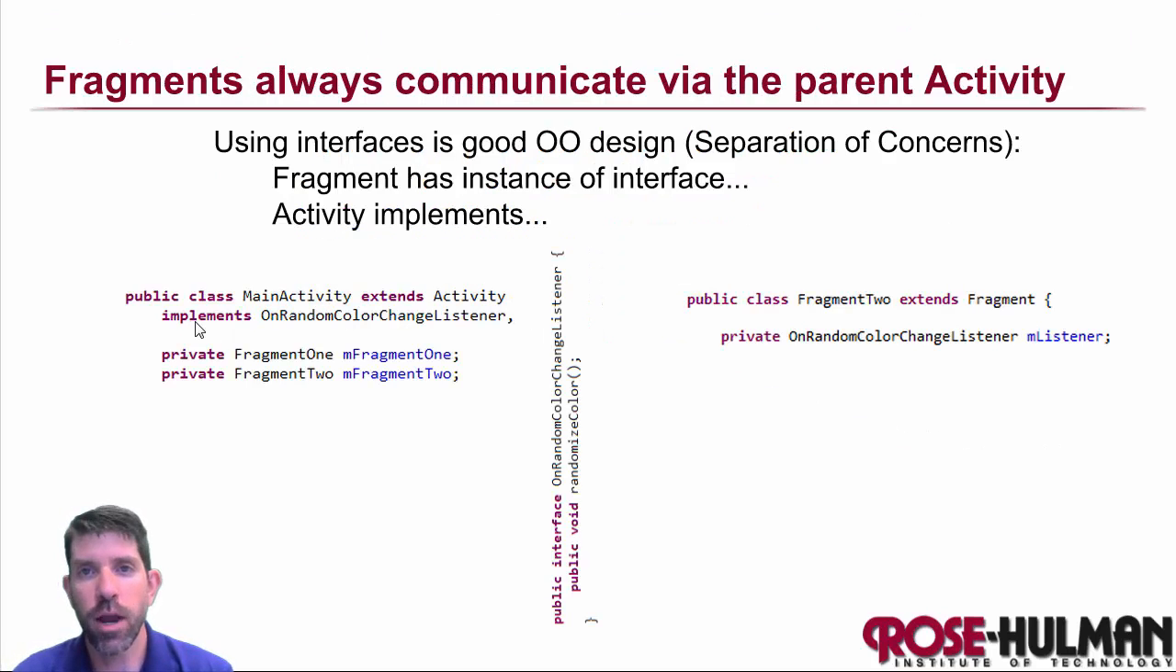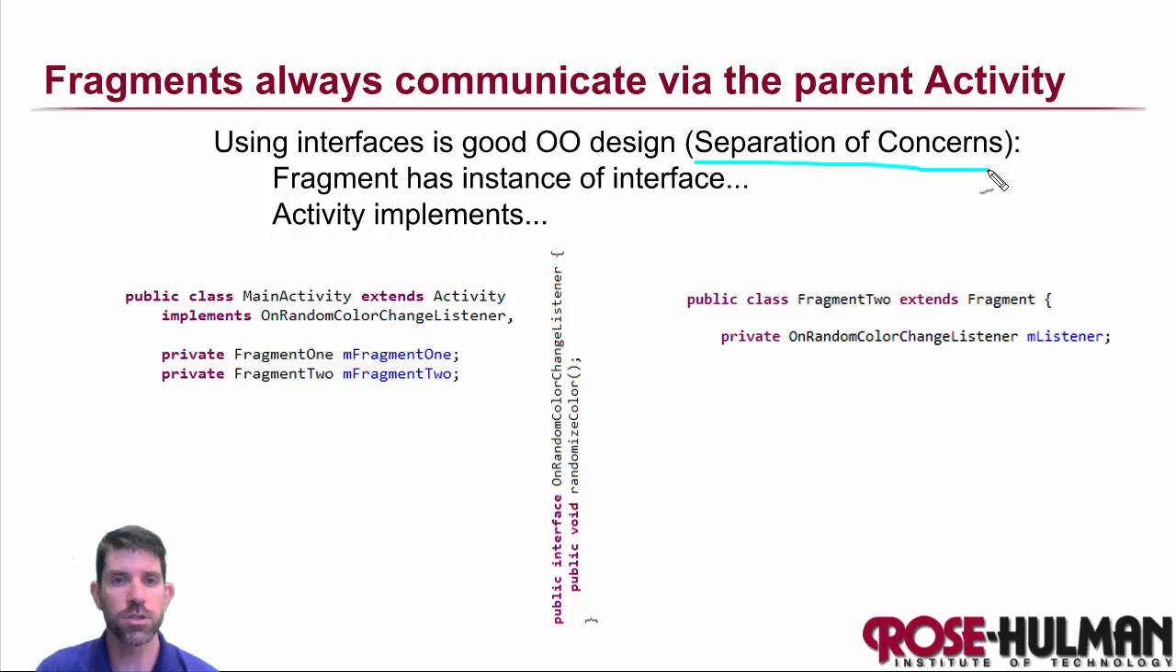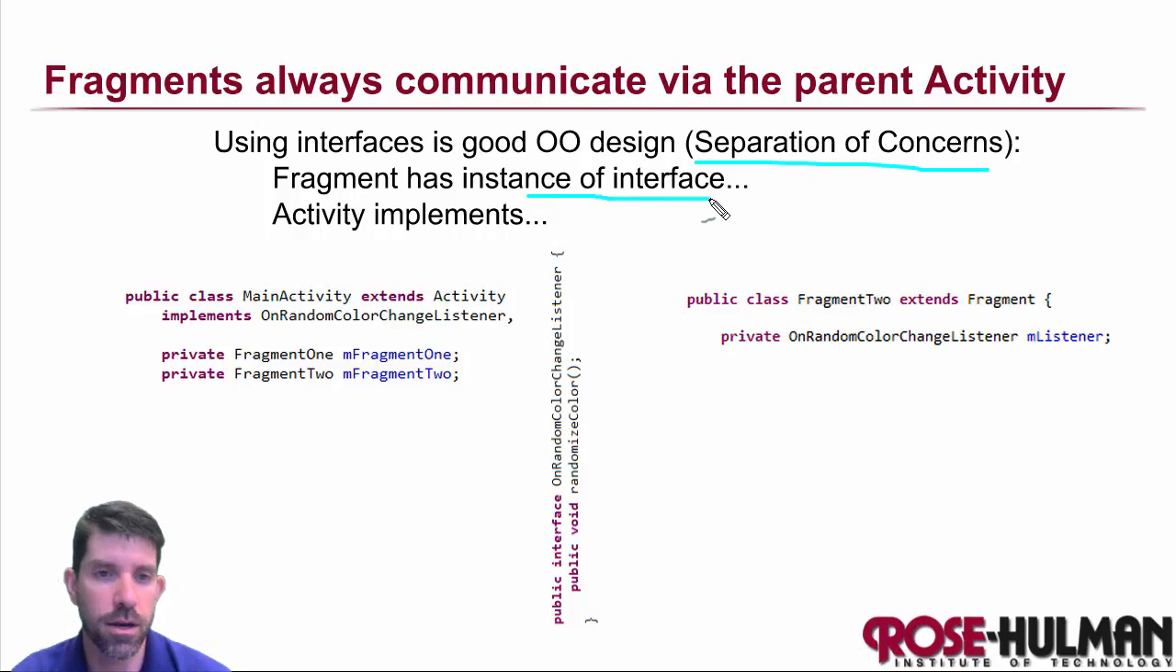So how do fragments communicate via the parent activity? We said that they have to have a pointer back to the activity. Generally, we're going to be following OO design here, and specifically separation of concerns. So we would say that a fragment is not responsible for doing the action. It's responsible for telling the activity to do it. So a fragment is going to have an instance of some object that implements that interface.